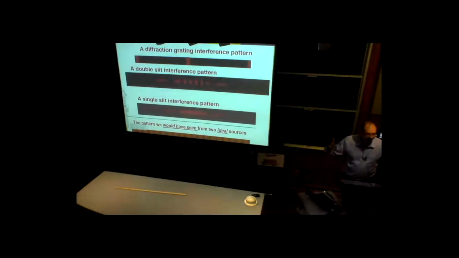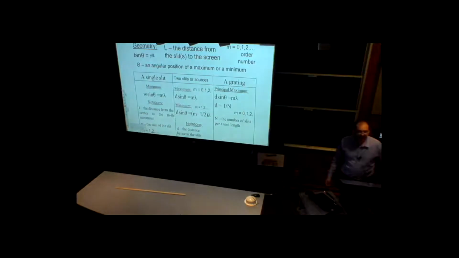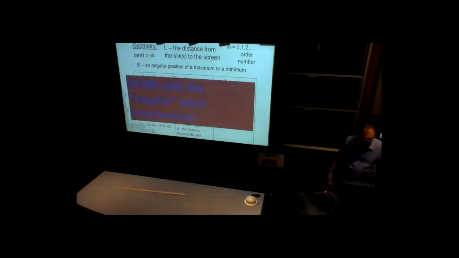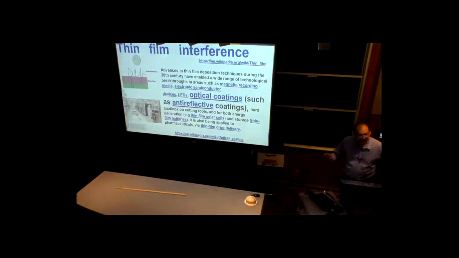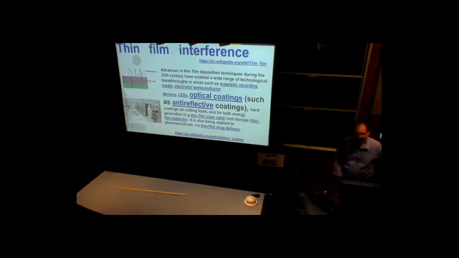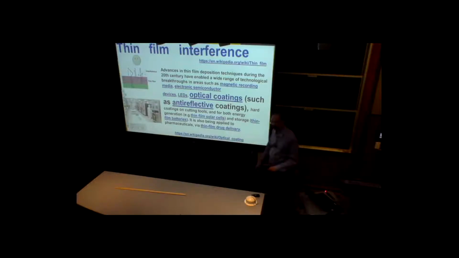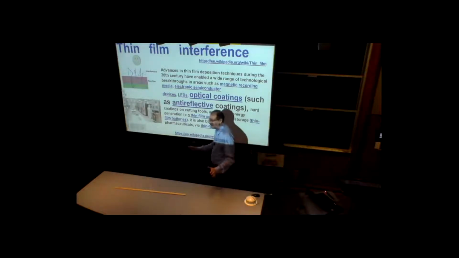So this is a summary, all possible patterns, and this is the summary, all possible equations for a single slit, diffraction grating, double slit, and that means we are done with this particular type of interference, which is good, because now I can start a different type of interference. Thin film interference. Any questions about anything?